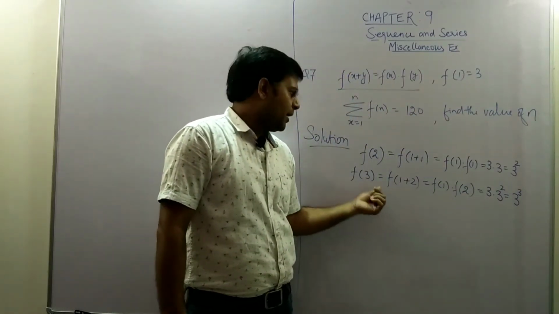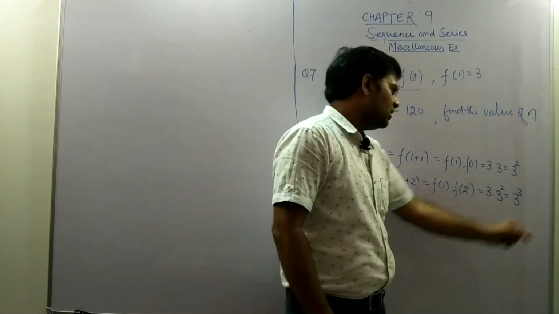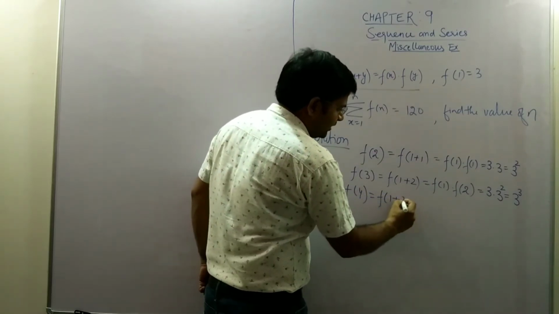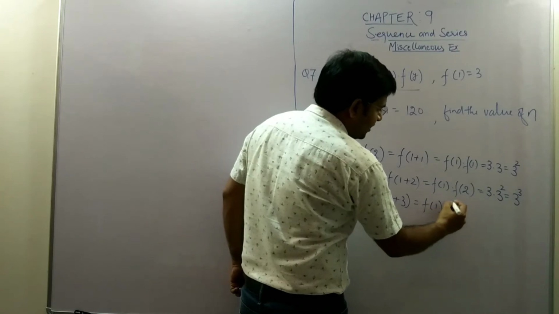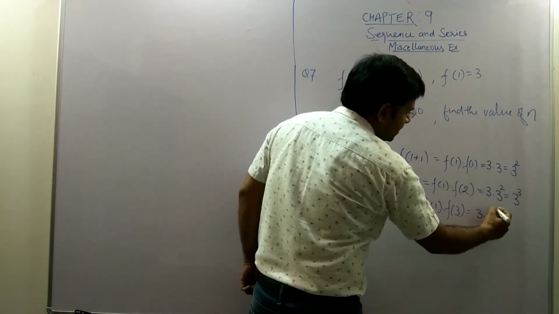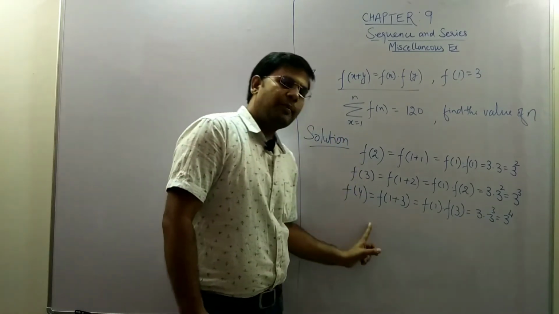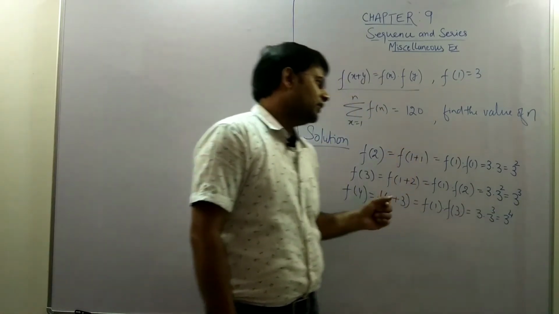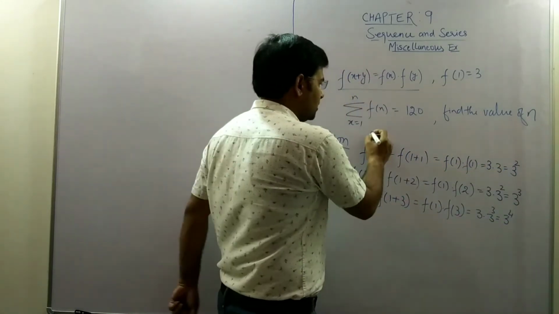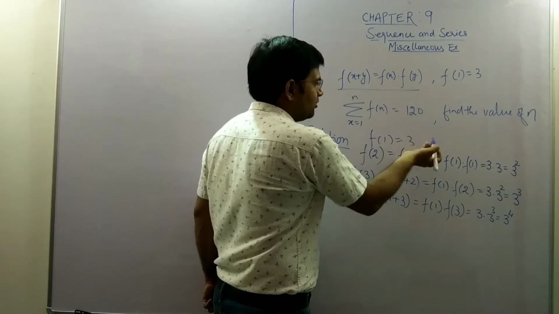So just understand the pattern, that if it is f(2) then this is 3 square, and if this is f(3) then this is 3 cube, and similarly I can see f(4) also, you can write this f(1 plus 3), so this can be written f(1) into f(3). So f(1) is 3 and f(3) you have found, this is 3 cube, so this is going to be 3 exponent 4. So you can see the pattern, if it is 4 then this is 3 exponent 4, then 3 exponent 3, this is f(3), then this is 3 exponent 2, this is f(2), and f(1) is already given to you, f(1) equal to 3.